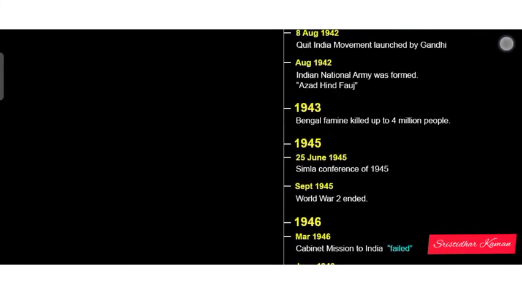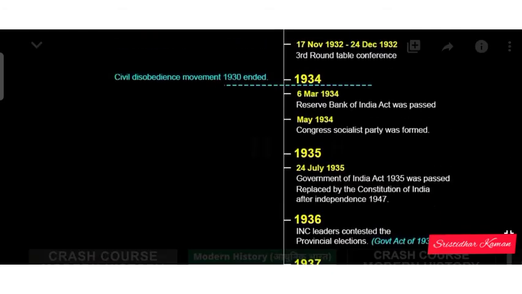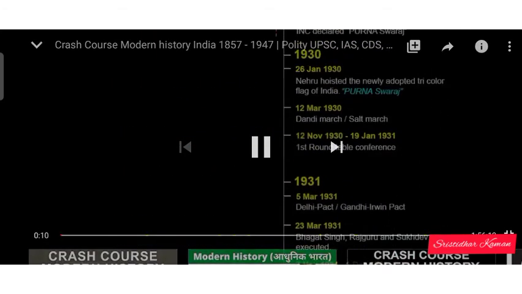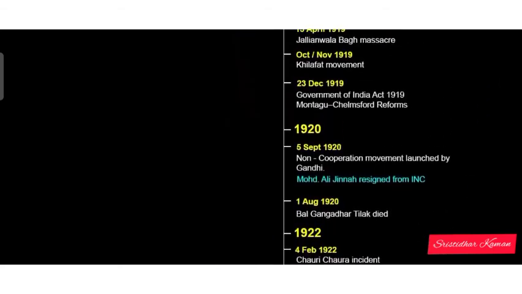History from 1857 to 1947. This video is the second part of modern history. It is basically a crash course. All the events will be covered in a chronological manner and will be turned into a beautiful timeline.